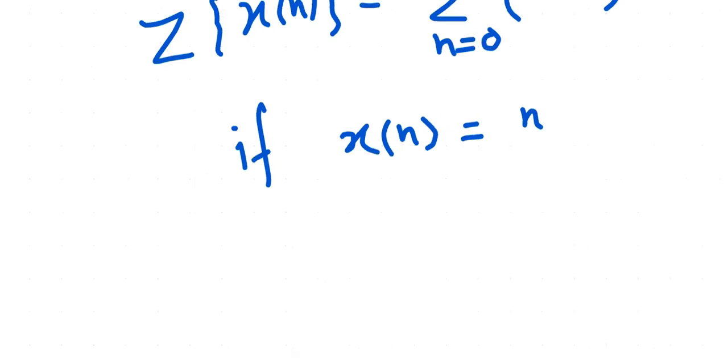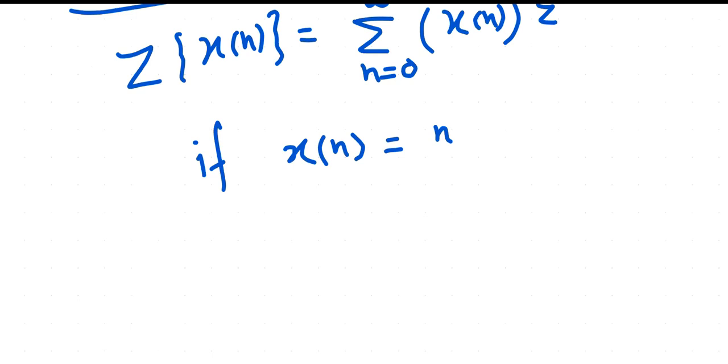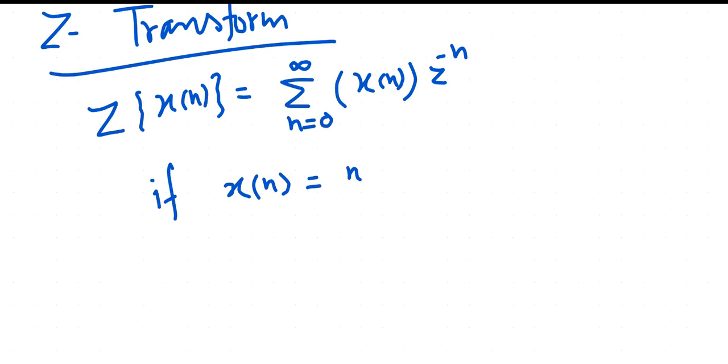So whatever you need to transform by using that transform, whatever you have, you will write inside the summation and multiply with z to the power minus n. Got it? And just simplify, and that will be the answer.